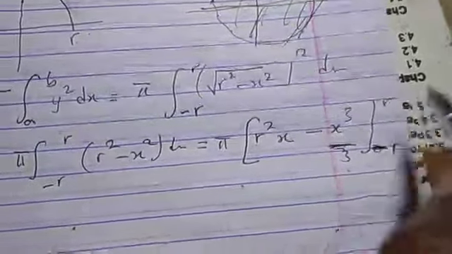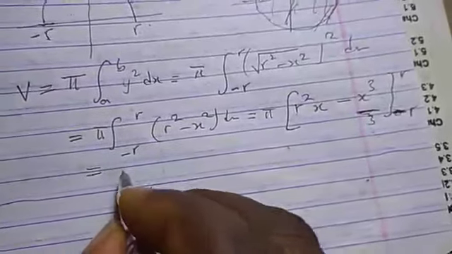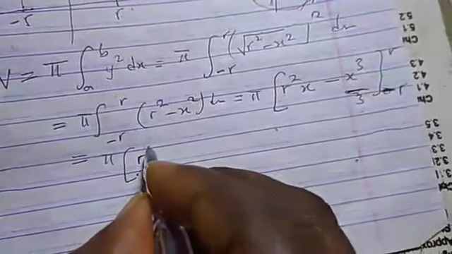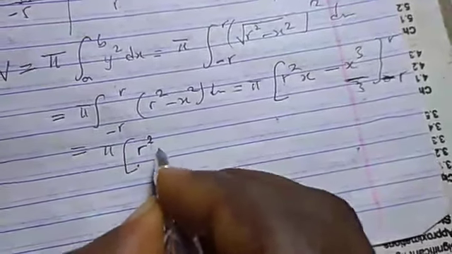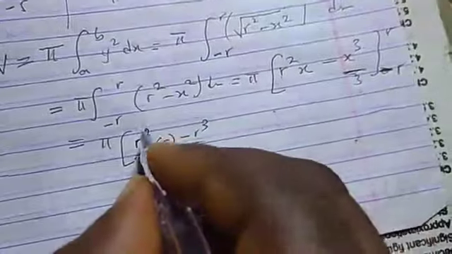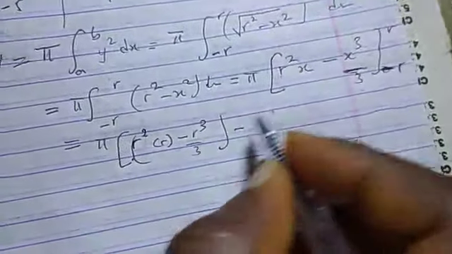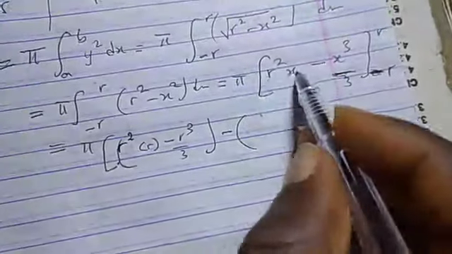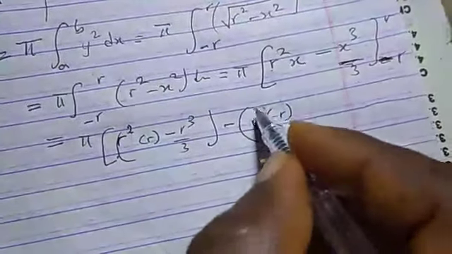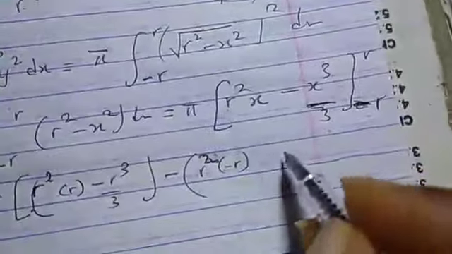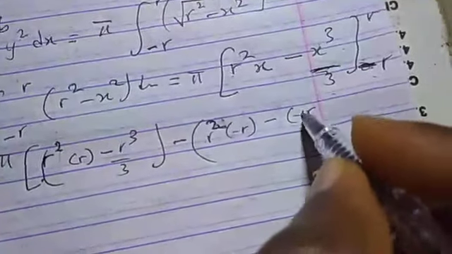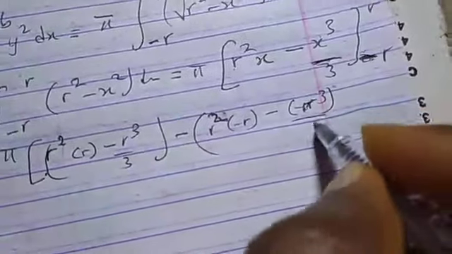Minus r to r. This is pi into, if you put all this to be r, it will become r squared times r minus r cube over 3, minus, if you put all x to minus r, it will be r squared into minus r, minus, this will be minus r cube over 3.